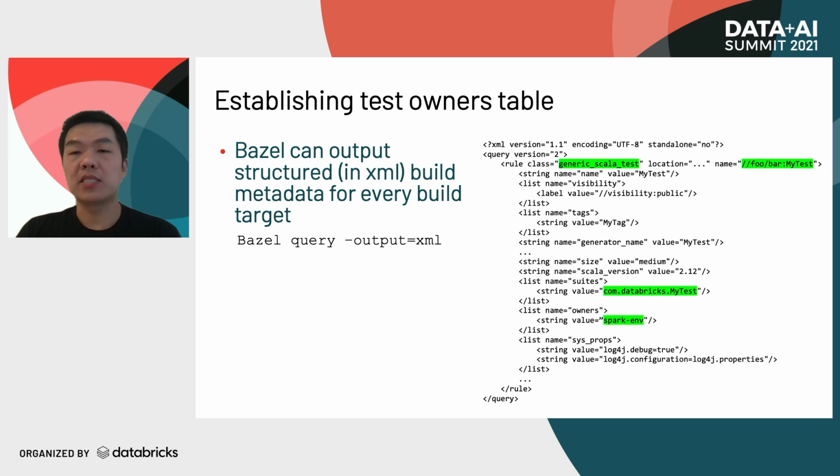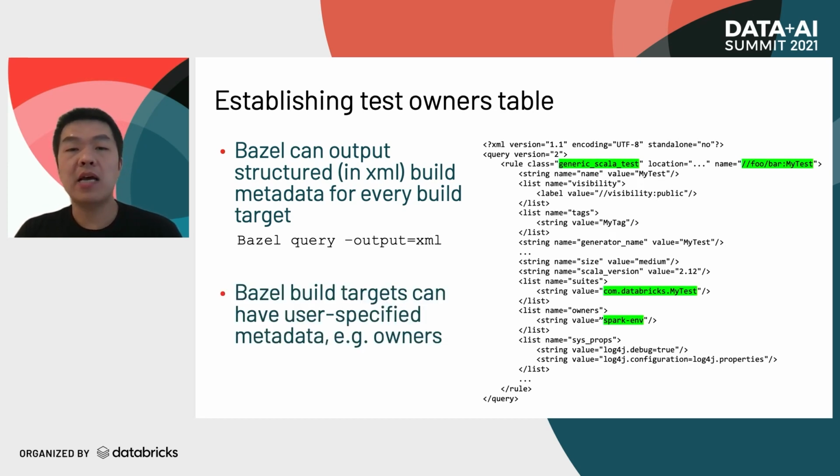Through this XML output, we can see that the build target is a Scala test target because this target's class is generic Scala test. This target will execute the suite com.databricks.myTest. Also, the most relevant field for what we're talking about right now is the owner's field. It says owner is SparkML, which is a team name, which is my team's name. As Bazel can return this structured information for every build target, we will be able to regularly query Bazel and populate a table that maps tests to their owners.